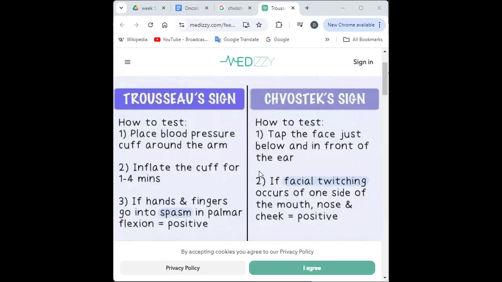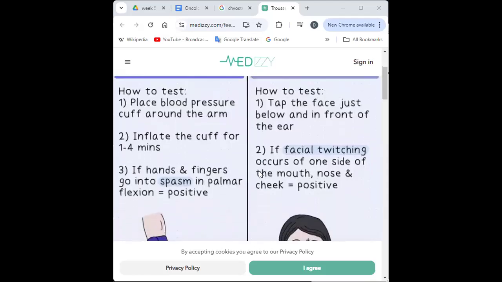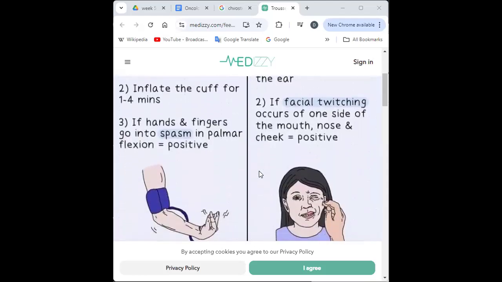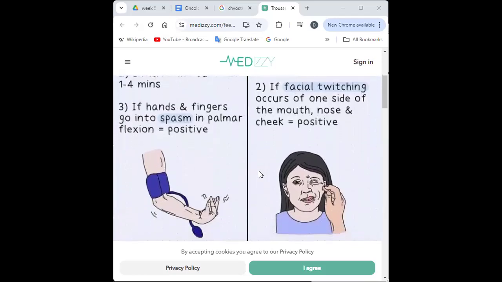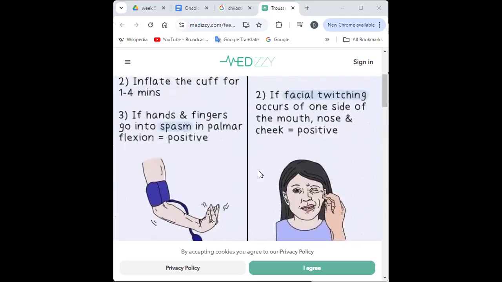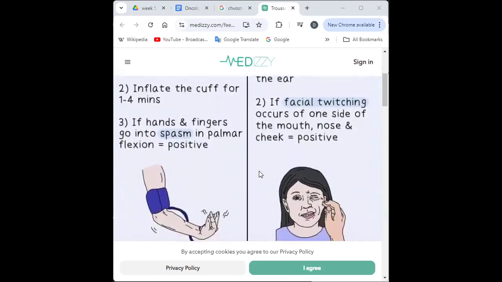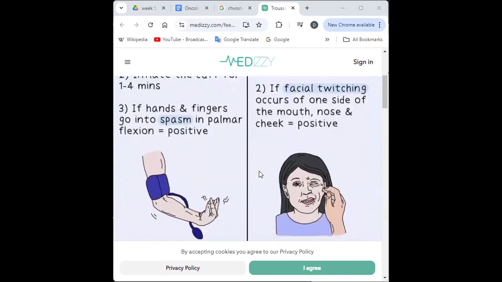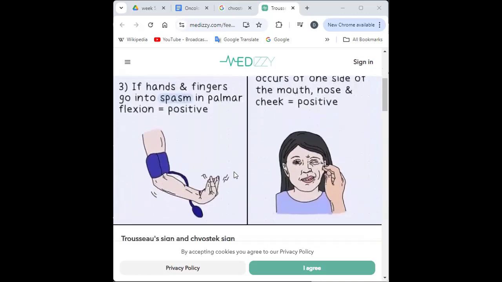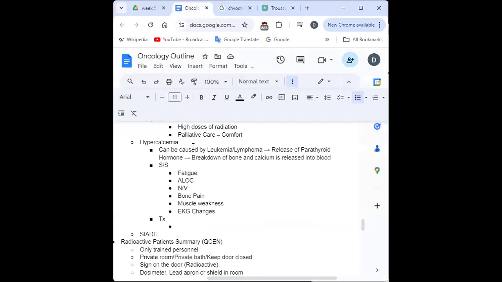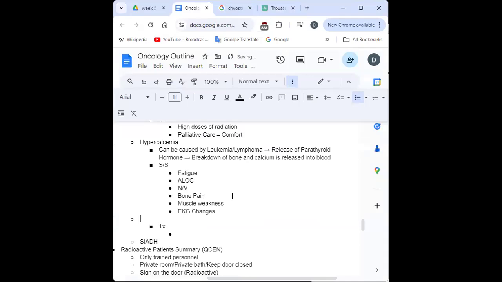But yeah, your Chvostek sign is tap the face just below and in front of the ear. If facial twitching occurs on one side, it's positive, meaning hypercalcemia. And then Trousseau sign, place the blood pressure cuff, inflate it for a bit. And if you become Italian for a little bit, then it's also positive. So I'll throw that in here.